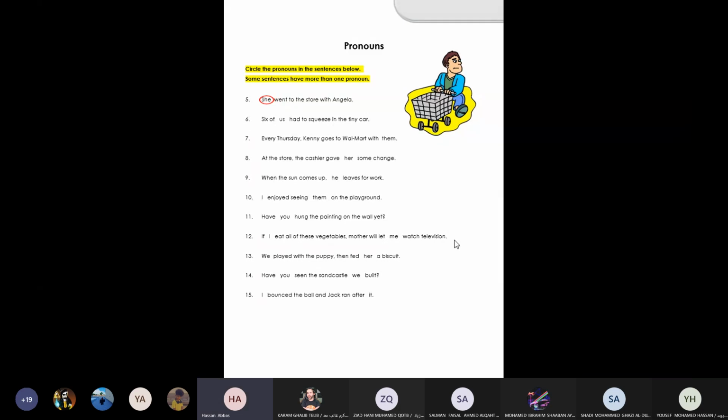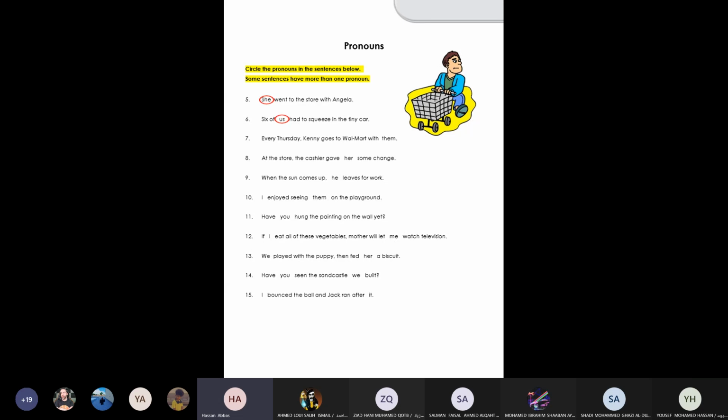Ahmed Lu'ay. Sentence 6. Six of us had to squeeze in the tiny car. Us is there. Excellent. And us is a subject or object pronoun? Hi, Ahmed. Subject. Us is a subject pronoun. Okay, thanks, Ahmed. So the pronoun which we have here in that sentence is us, guys.